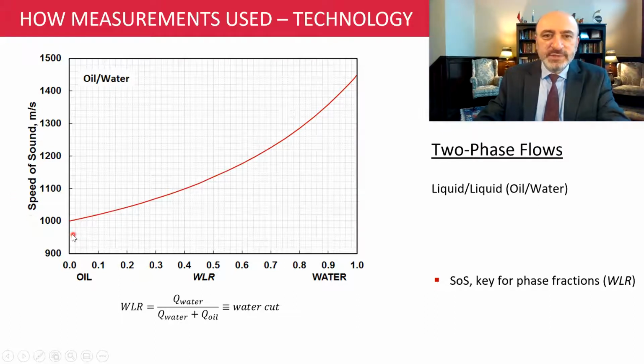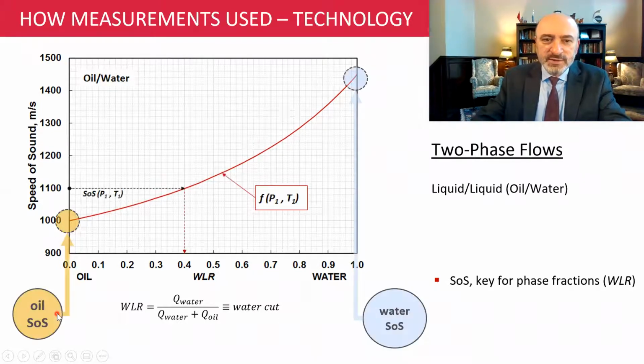What is shown in this plot is the speed of sound variation for a fluid mixture, in this case oil and water, where the amount of water in the total liquid, which we call water cut, is progressively increased from 0% on the left to 100% on the right.